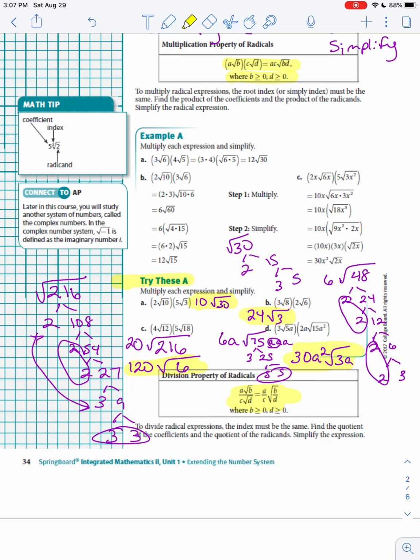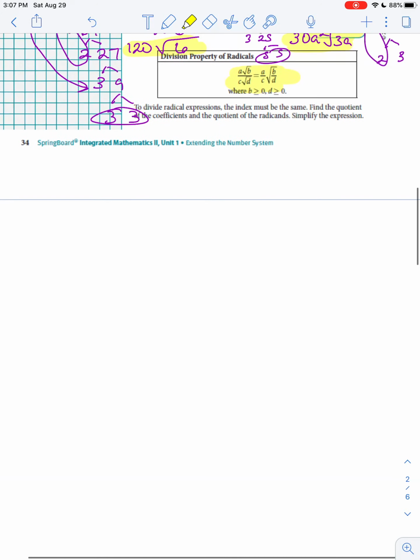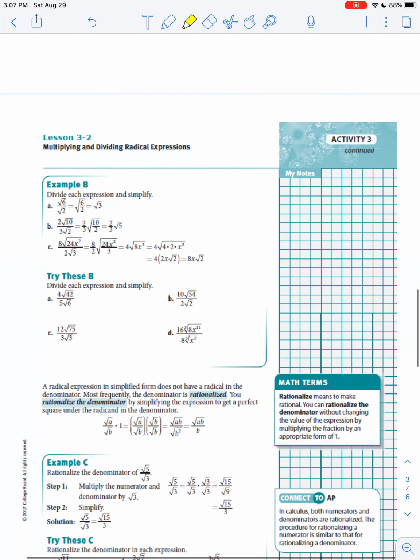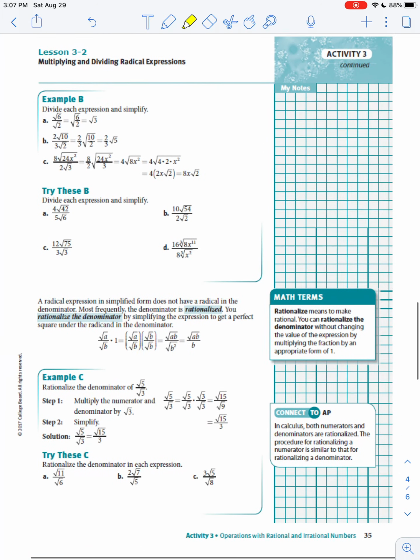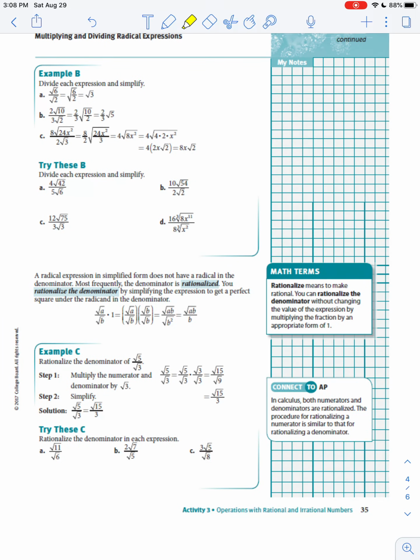Okay, so the index must be the same, square roots and square roots, but we don't have to worry about the radicands being the same like with multiplication. All right, so let's take a look at a couple of those. There we go. So we've got some examples here where we're going to do some dividing. Remember, example B is already done for you, so you can take a look at that on your own. I'm going to work on the try these B with you.